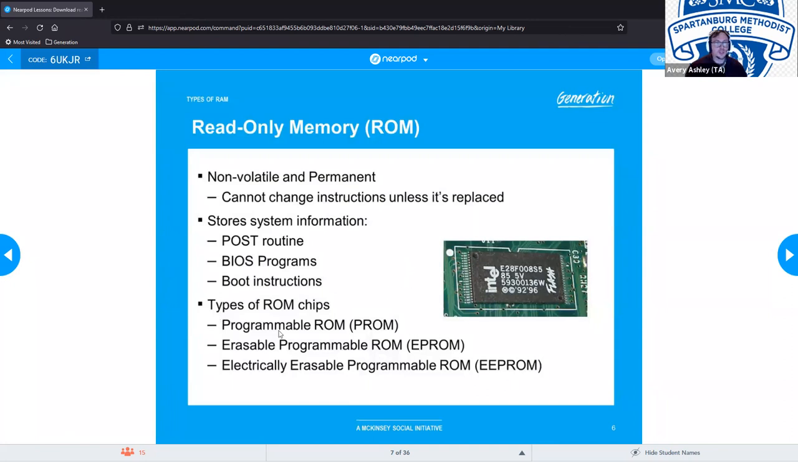of ROM chips. There are programmable ROM, also known as PROM, erasable programmable ROM, EPROM, and then electrically erasable programmable ROM, EEPROM.